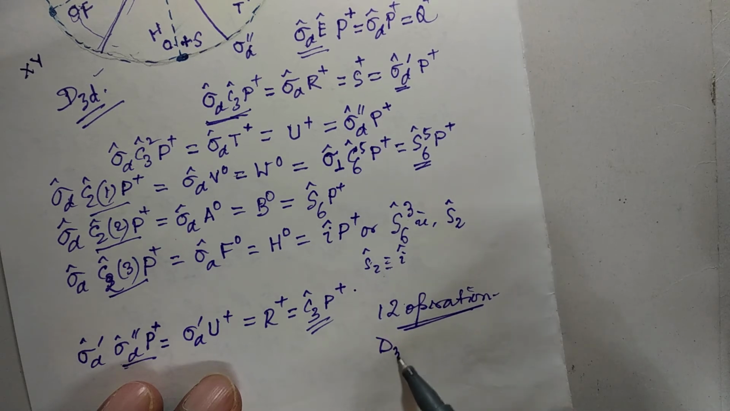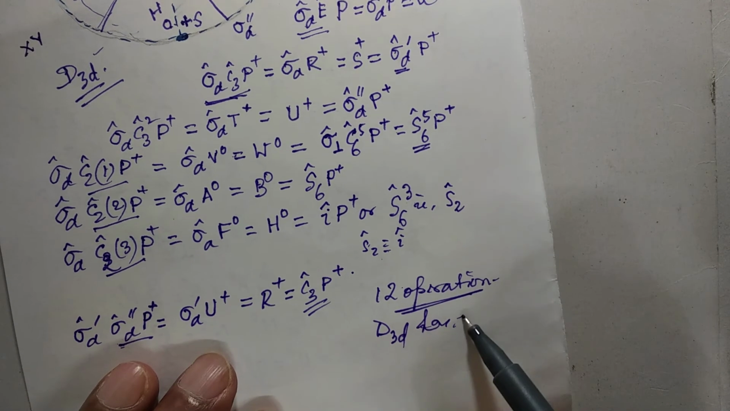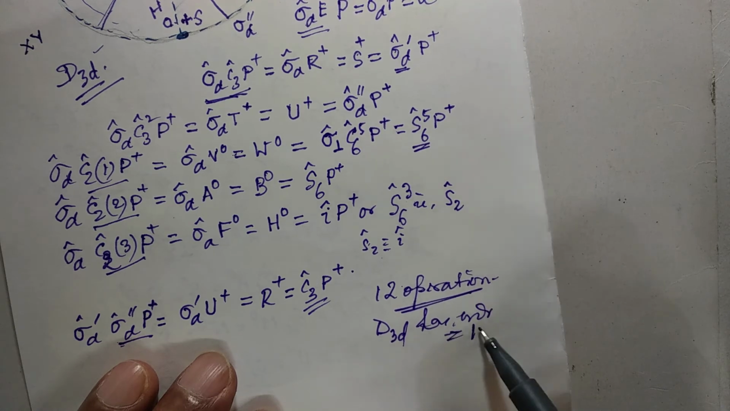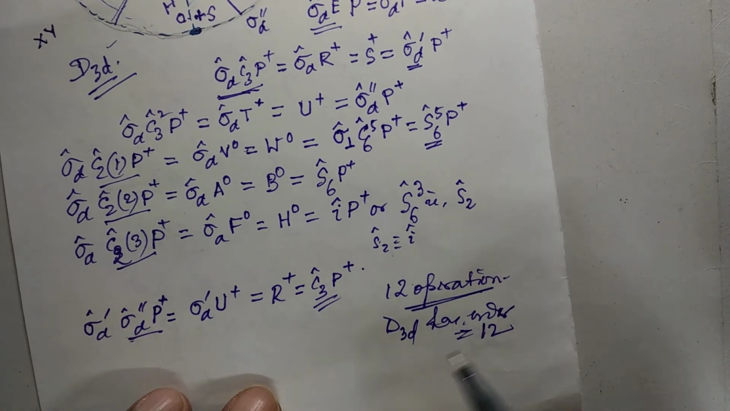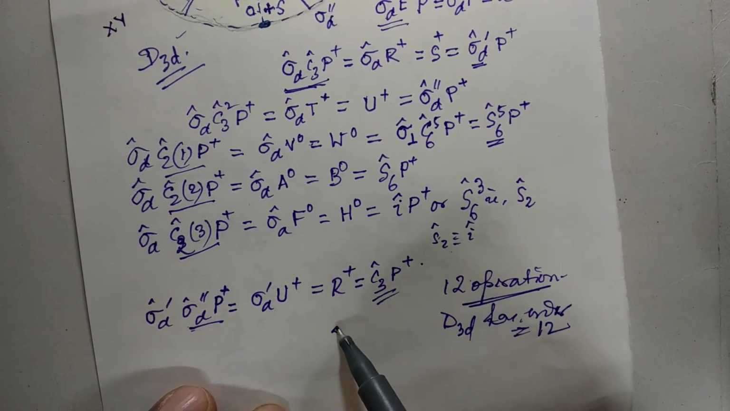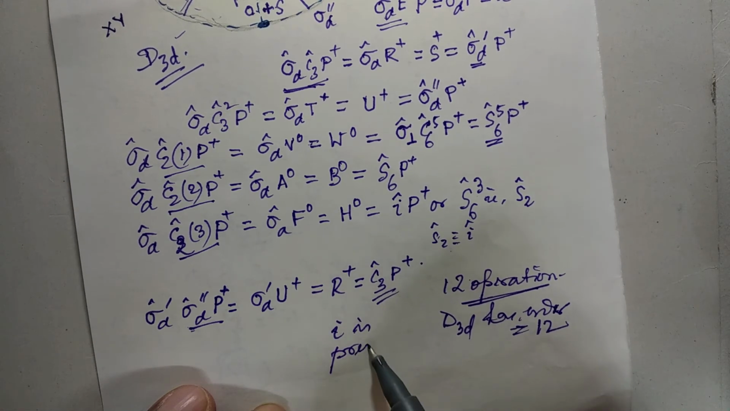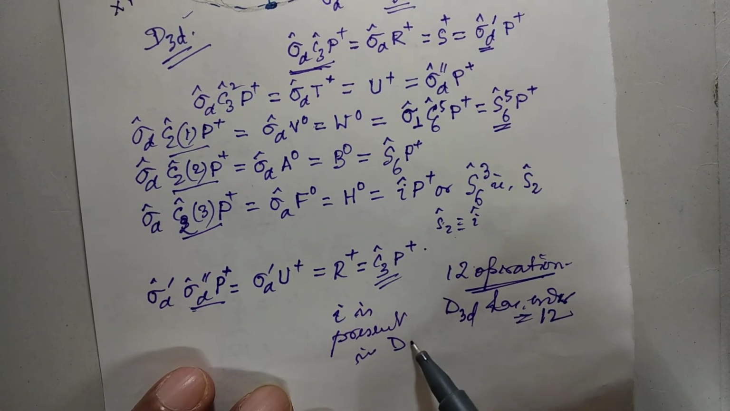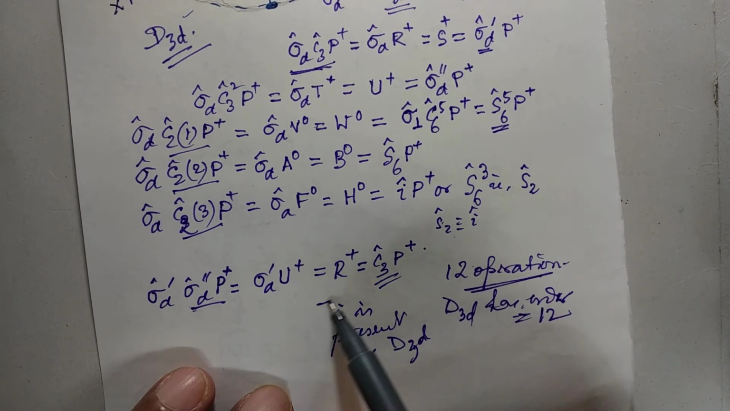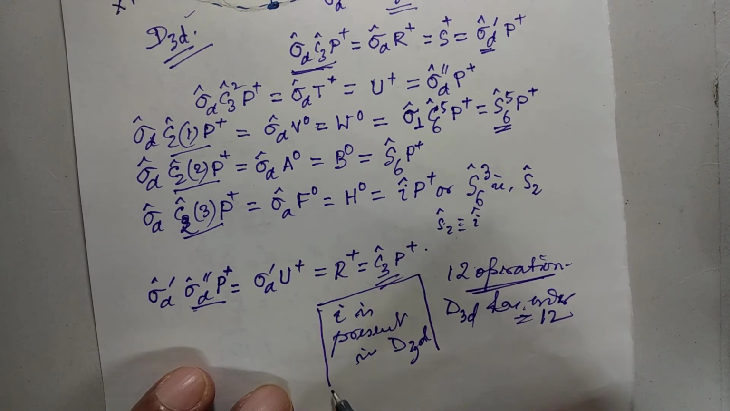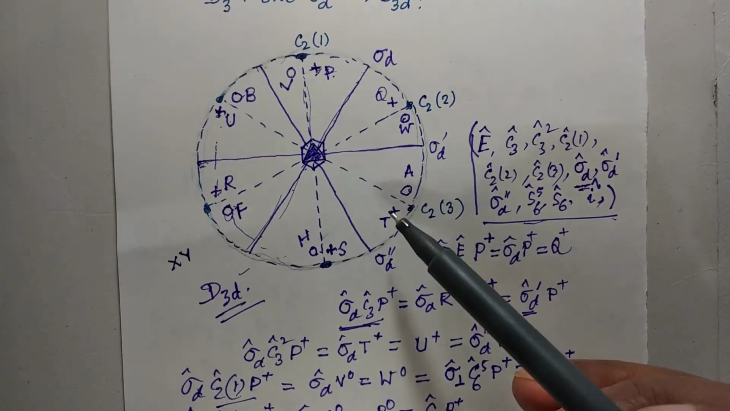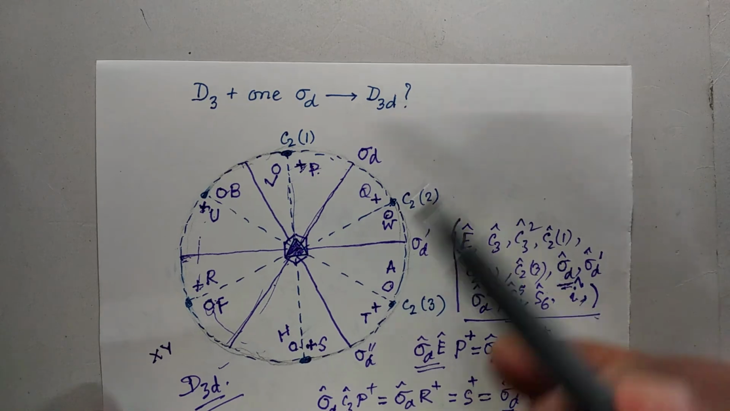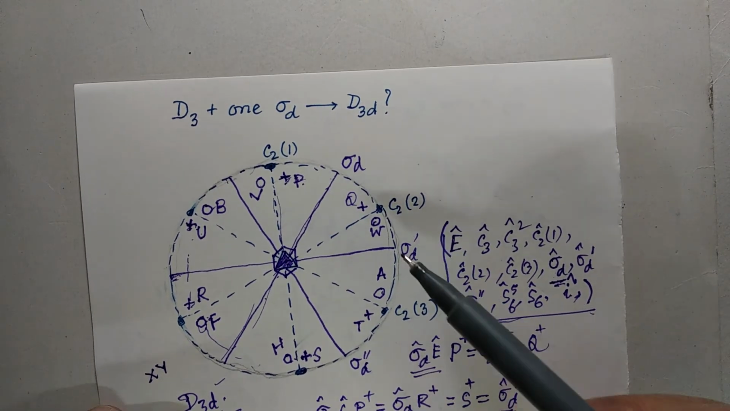So the order of the group D3d is equal to 12. Order means the number of symmetry operators in the group. And we see that in D3d, I is present. We earlier observed that D2d does not contain I, but here we see that D3d contains I. So in this way, by using stereographic projection, we can generate new and new point groups in this manner.